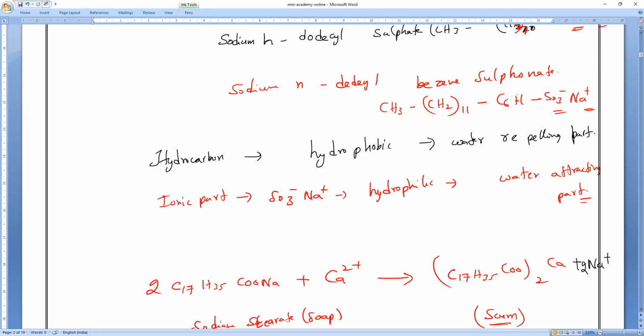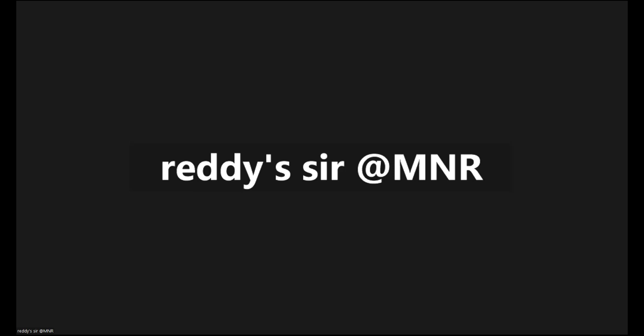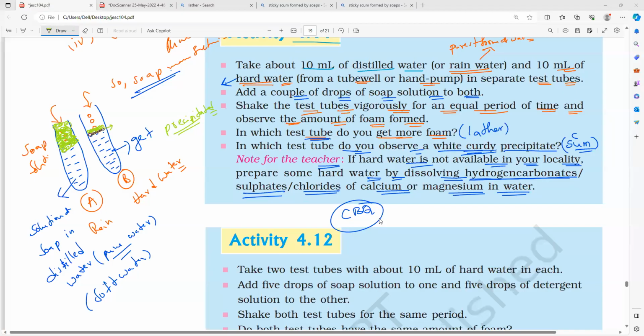That is why you can see very little lather in this hard water. Very less foam will form. At the initial stage, a little amount of foam will form. But as soon as the scum forms, that is the calcium stearate or magnesium stearate, then further the soap will become inactive. So write that. Soaps get deactivated in hard water and cannot give lather due to scum formation.